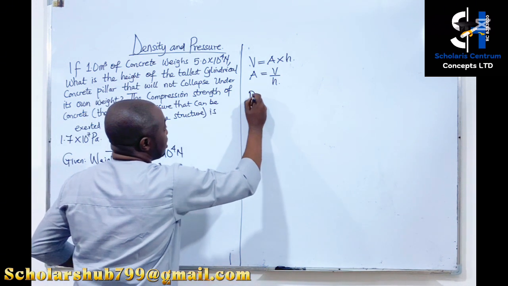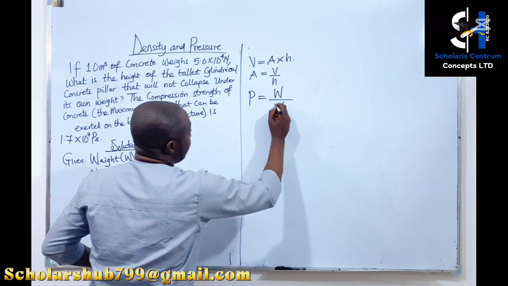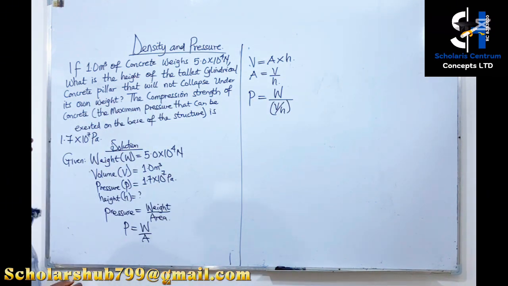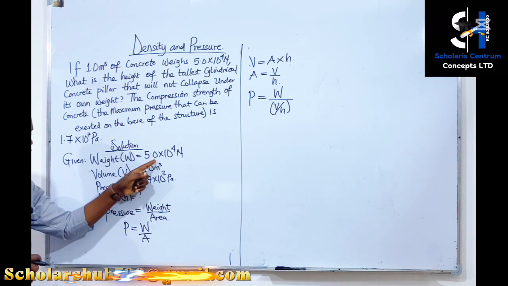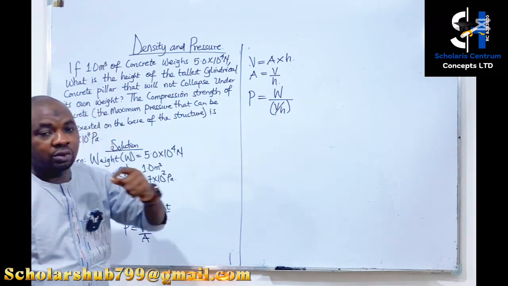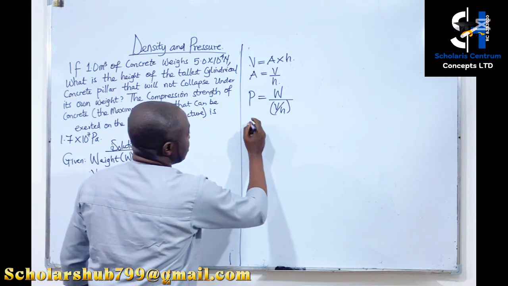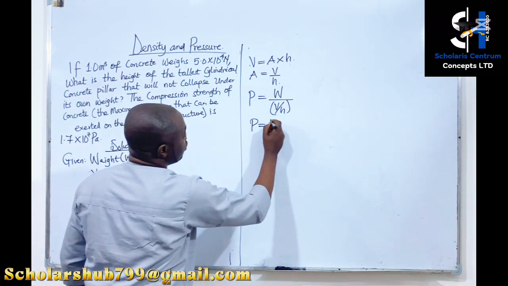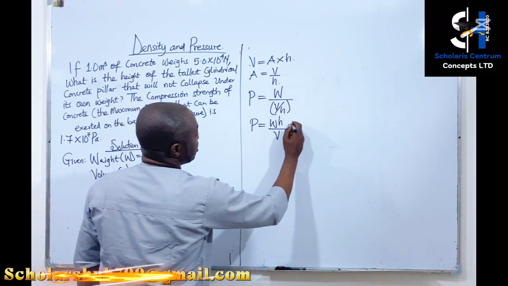So we know that pressure equals weight divided by V over H. And we were given the volume; the value of V is 1.0 cubic meters. The value of W is 5.0 times 10 raised to the power of 4. Then also we are given the pressure, so it will be easy for us to get the value of H using this formula. Now let's write it in standard form. This will be P equals WH over V, and we want to find H.